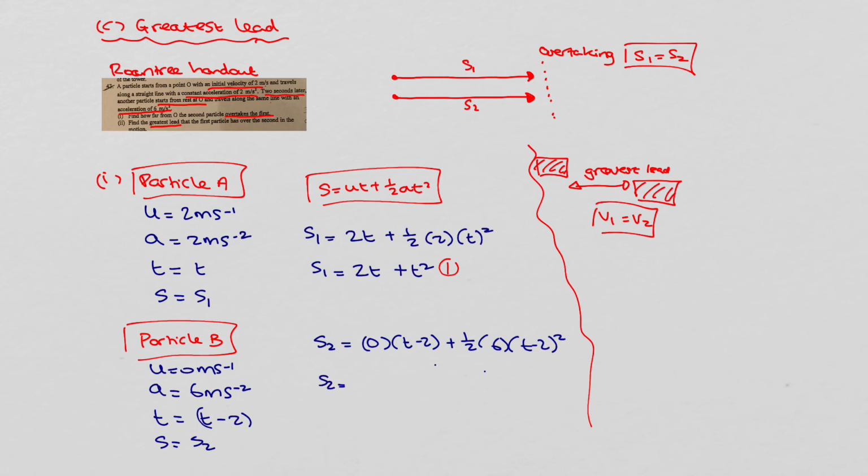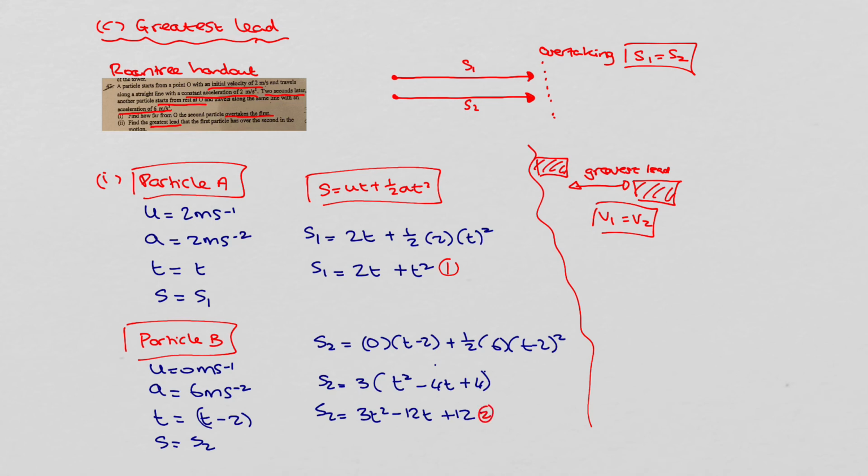So 0 times anything is 0, and then we have a half times 6, which is 3, times t minus 2 squared. Well, that's t squared. Multiply them and double it. Square the second. And now multiply out the brackets. Gives us 3t squared minus 12t plus 12. And then that's equation 2.